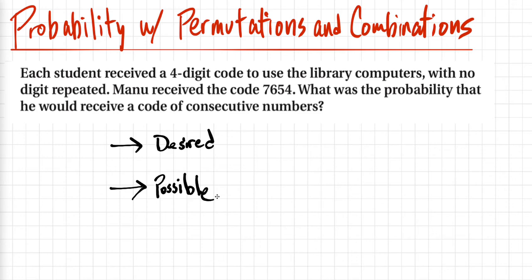These are the two things we're trying to figure out. Desired means what we're looking for, what we're trying to figure out. This is a long problem. You have to write it down. There's not much to actually do.